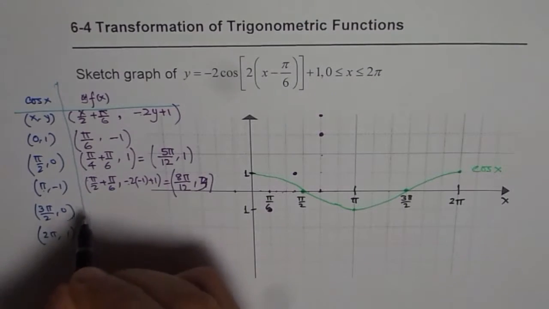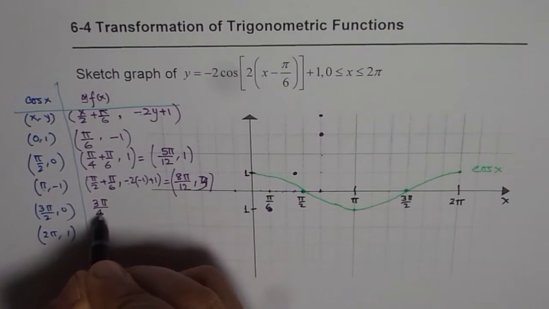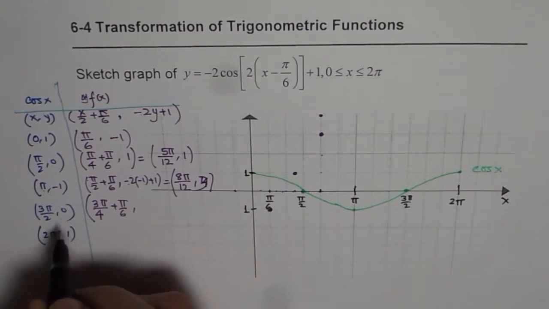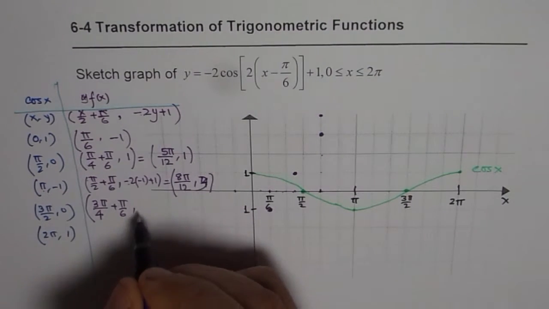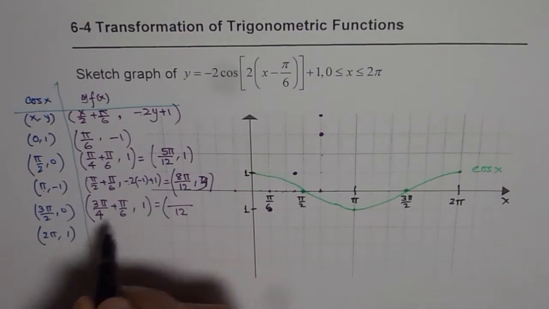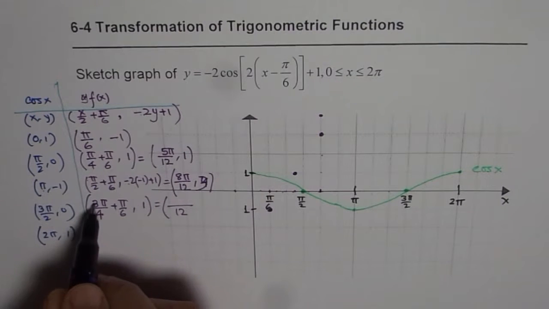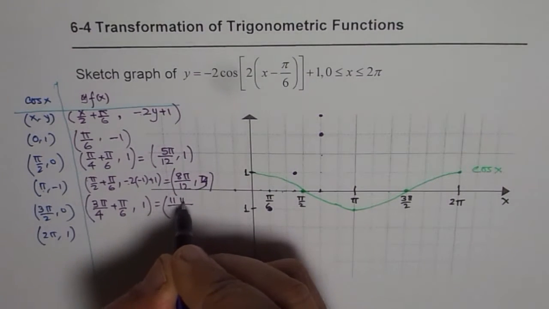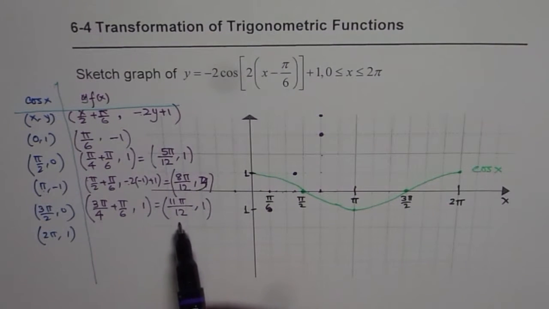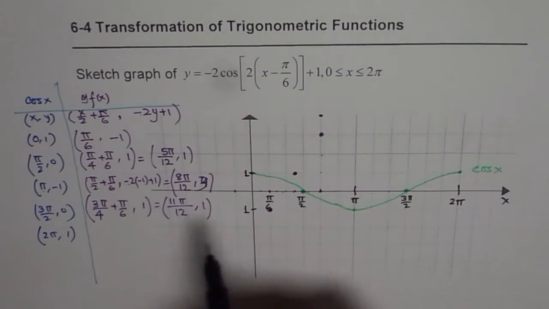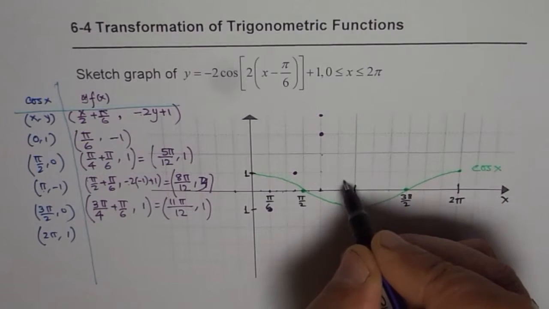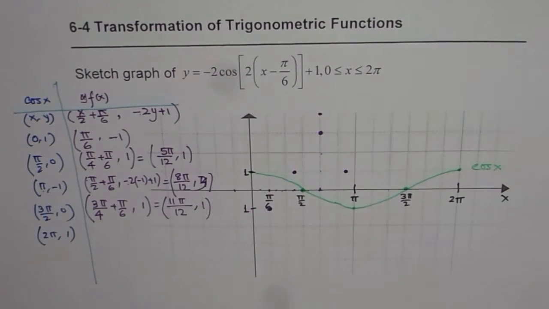And then 3 pi by 2 is 3 pi by 4, half of this, plus pi by 6. That is the x value. Y value multiplied by 0 is 0 plus 1. So that is the y value. You can again take this 12 as the common denominator. 3 times 3 is 9. 9 plus 2 is 11. So we get 11 pi by 12 and the y value is 1. So 11 pi by 12 means 1 pi by 12 less than pi, and this is at 1. So this point is here for us, right?